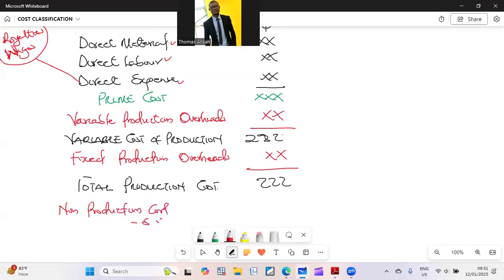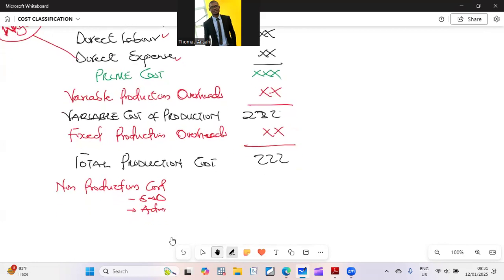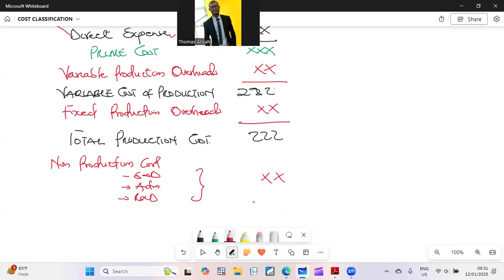All right, like S&D, selling and distribution, administrative expenses. All right, research and development sometimes. These are not production. They are things prior to or after production. So when you get those things, you add it up. Then you get the total cost of the unit. So this is the very total cost of a unit. So that's how a cost card looks like.